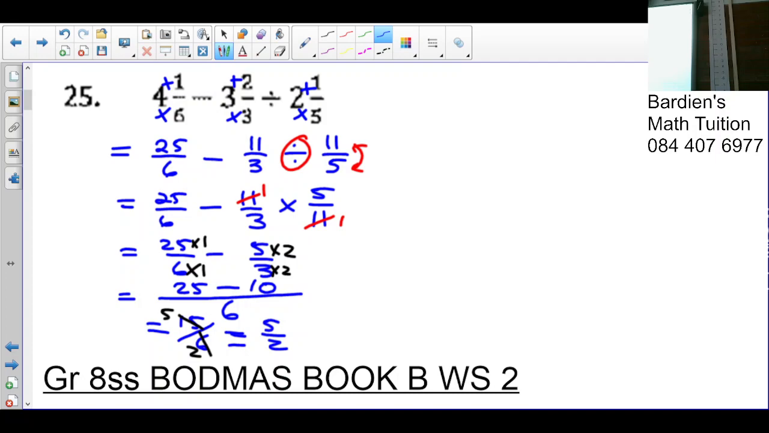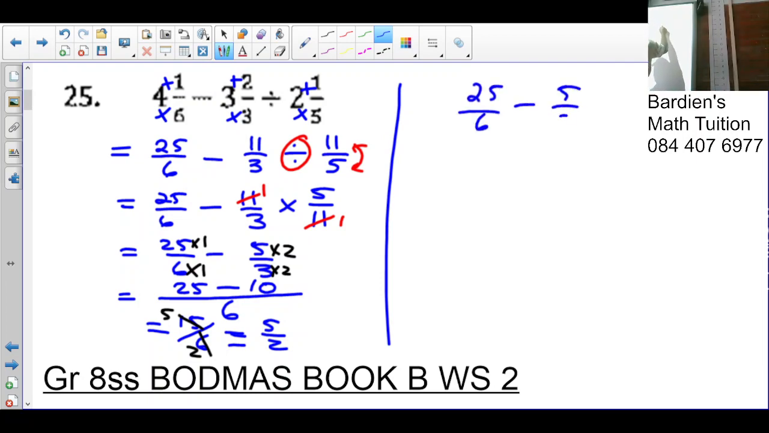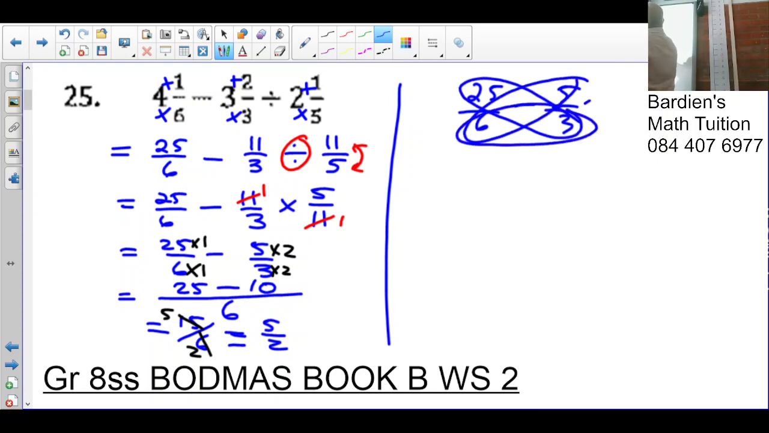Okay. Now back to the learners who did this: you got 25 over 6 minus 5 over 3. You see, if you had gone still with that method, then you would see how big that sum would have been. Then it would have been 75 minus 30 over 18. You see how much bigger is that sum in comparison there? Okay?